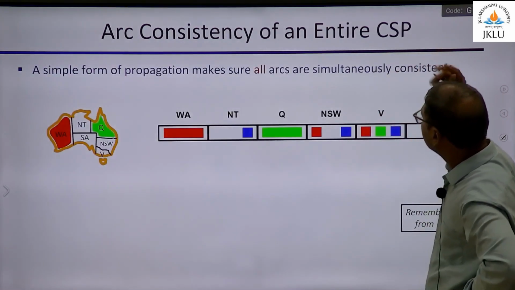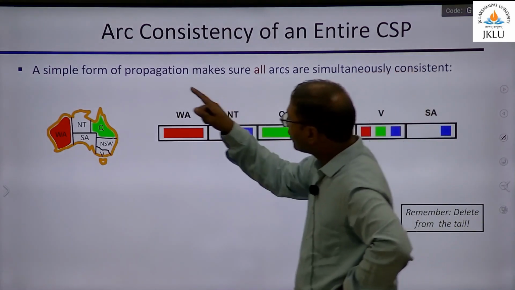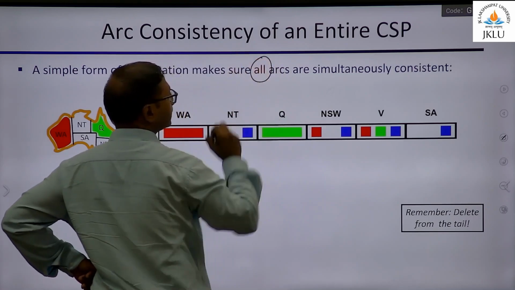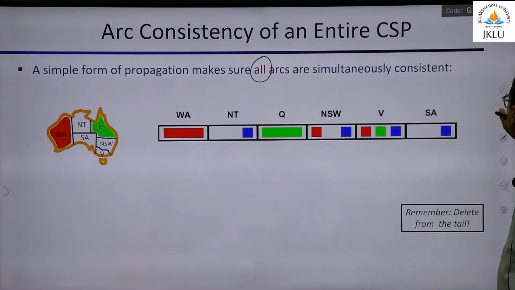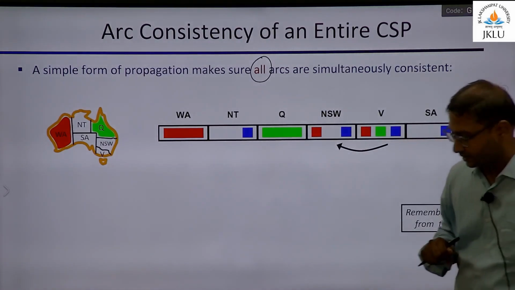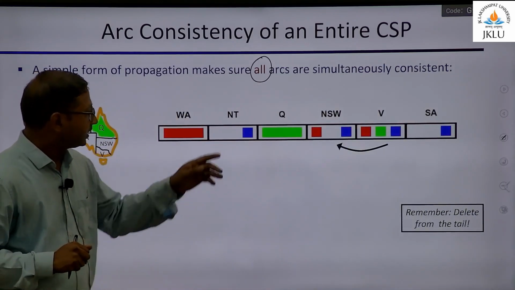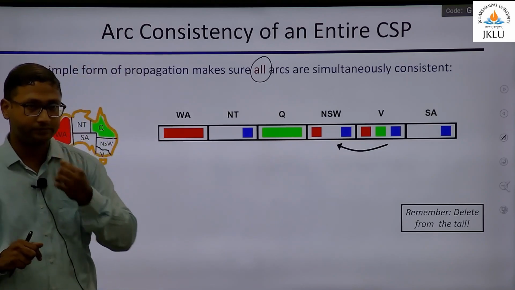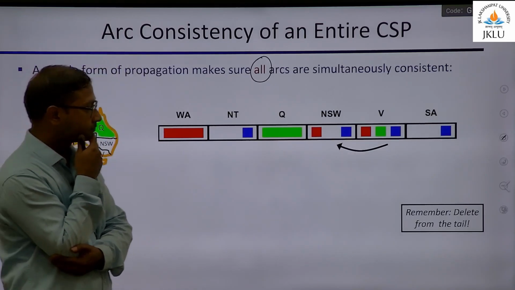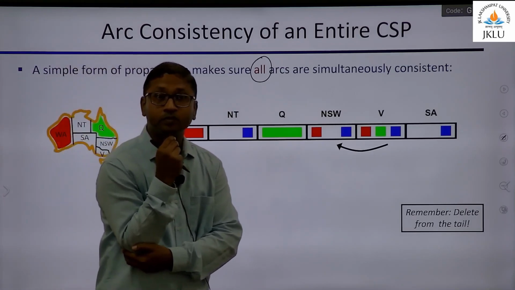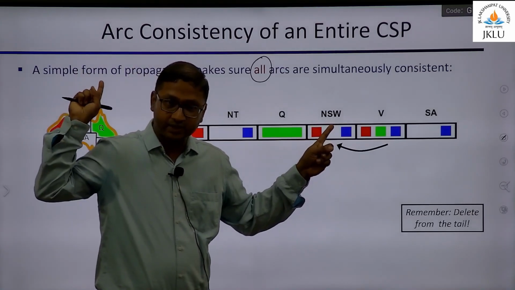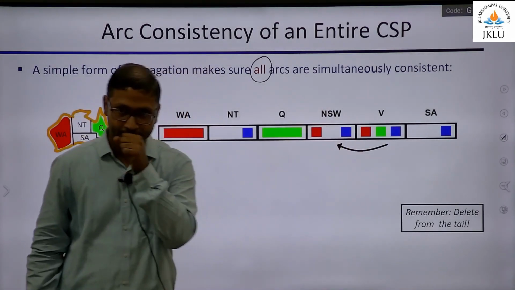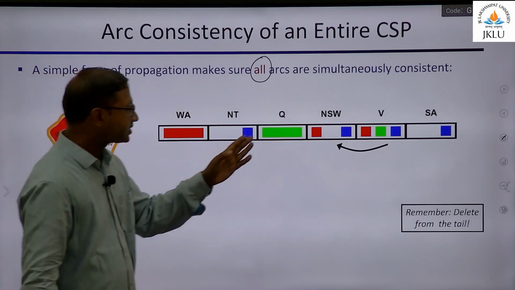So arc consistency of an entire CSP. A simple form of propagation makes all arcs simultaneously consistent. Now NP hardness will come to play a role here, but let me keep it simple. Is this arc consistent? In this arc, what is x, what is y? So in this, we had seen a definition of arc consistency. In this case, X is V, NSW is Y.